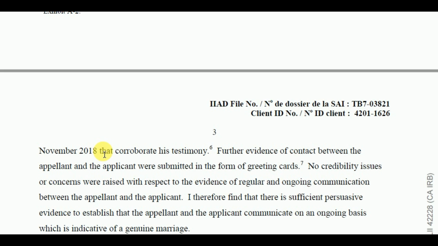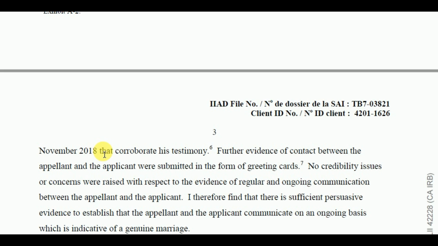Further evidence of contact between the appellant and the applicant was submitted in the form of greeting cards. They were using greeting cards. No credibility issues or concerns were raised with respect to the evidence of regular and ongoing communication between the appellant and applicant. I therefore find that there is sufficient persuasive evidence to establish that the appellant and applicant communicate on an ongoing basis, which is indicative of a genuine marriage.